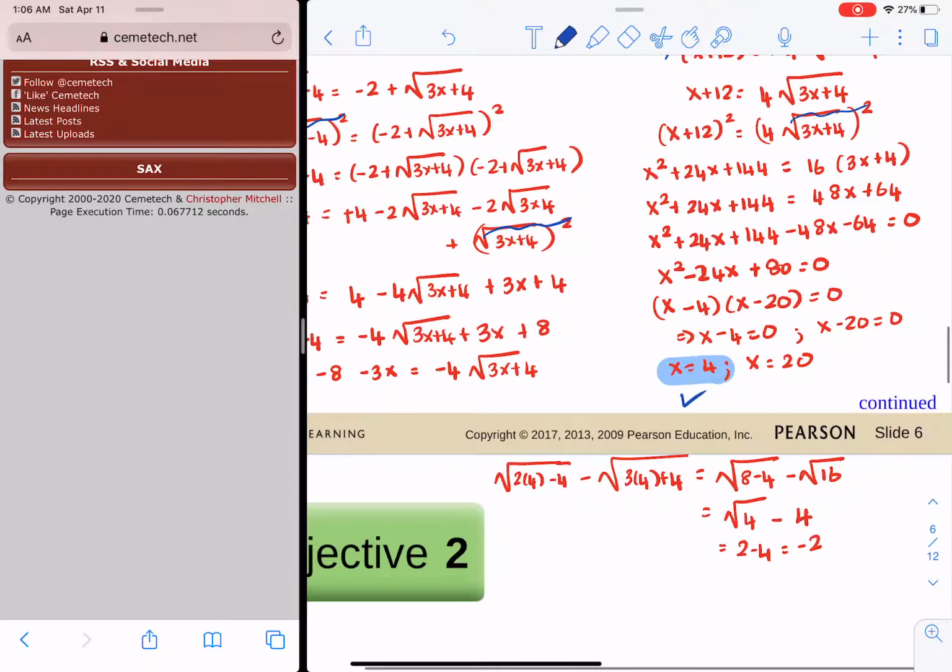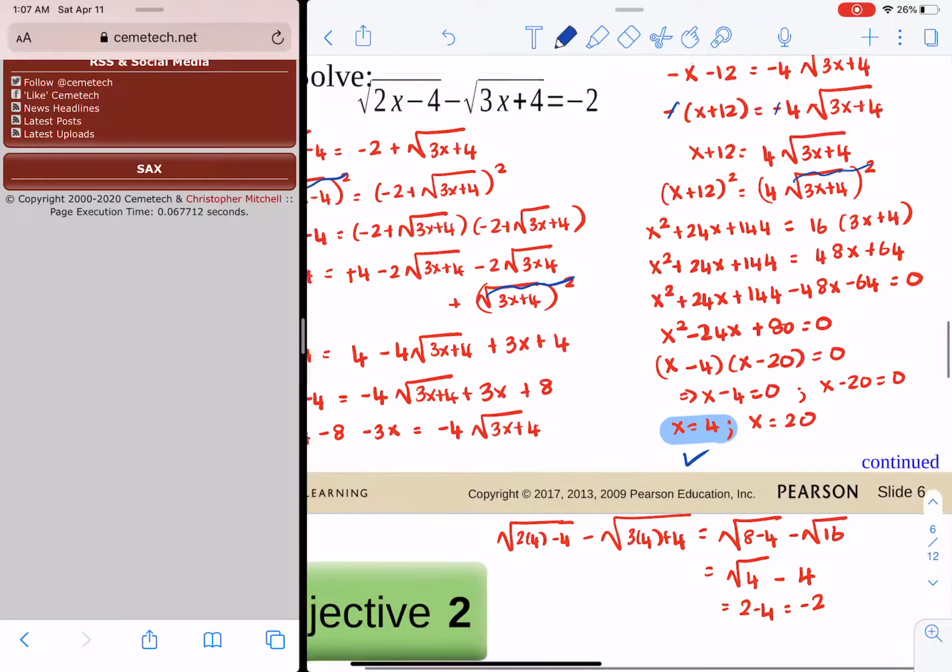And you may ask, well, why do we have to check this? Keep in mind, anytime we have radical equations, we have to check if the solutions work out. I showed you an example earlier where it did not work out.